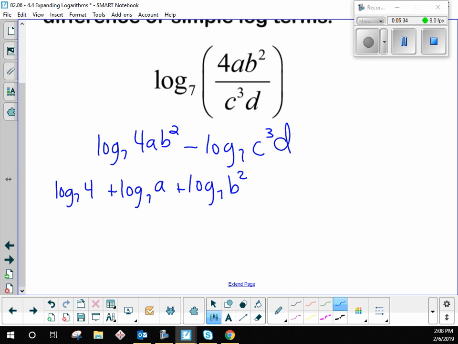How many logs can I expand that second term into? Two. I have a C cubed and I have a D. The problem becomes here with this minus. So I'm going to write it how I think you're going to do it, and then I'll tell you why that would be wrong. All right? I think you would probably do this. Minus log base 7 of C cubed, and then you're like, oh, hey, those are being multiplied. I'm going to break it up into addition like this. What's bad about this right here?